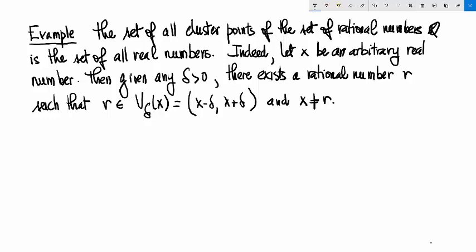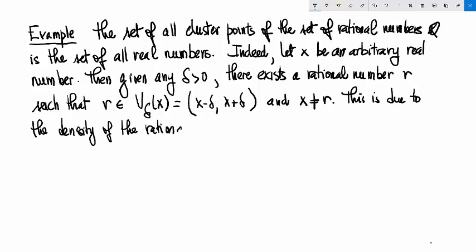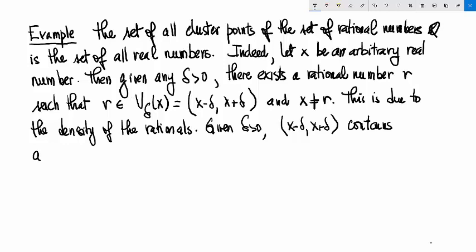the point here is really to appeal to the density of the rationals, right? This is due to the density of the rationals. So the point being is that given delta which is positive, the open interval X minus delta, X plus delta contains a rational number R, and if it turns out that X is itself a rational number, then we can pick this rational number to be, of course, distinct from X. Okay. All right.